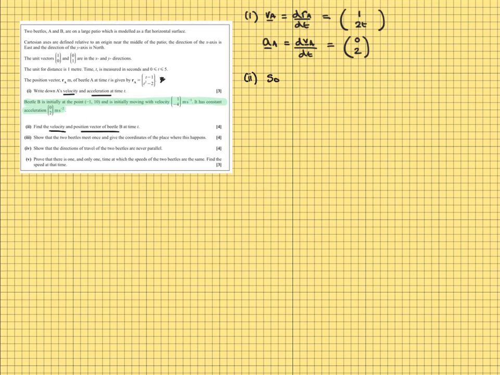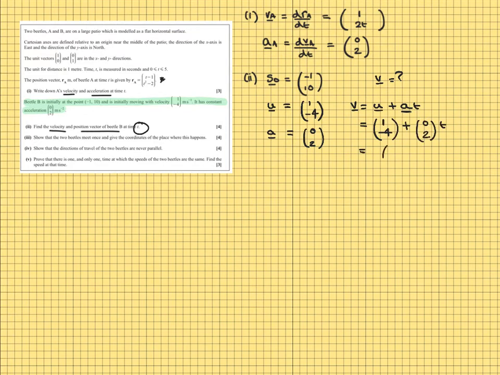So we know that initially we have a displacement of (-1, 10). We know our initial velocity is (1, -4). We don't know what v is, so that's a question mark. We do know acceleration is (0, 2). And we're actually asked to find the velocity and position vector at time t. So to find the velocity, I'm going to make use of v equals u plus at. So that is (1, -4) plus my acceleration vector (0, 2) multiplied by t.